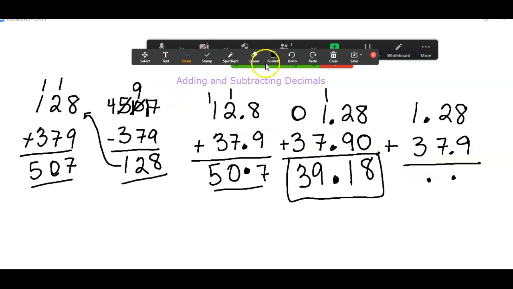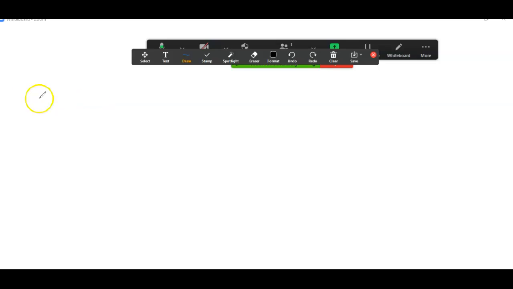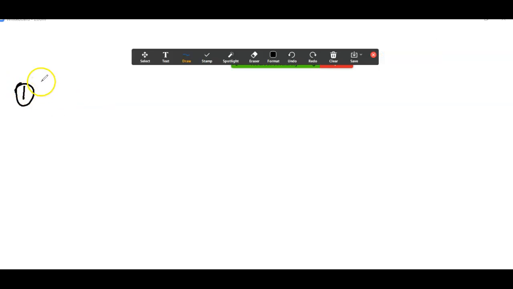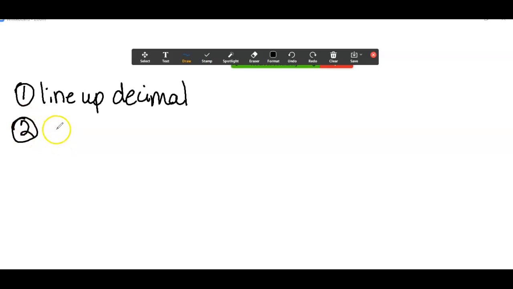So the really important thing is to remember, number one, line up your decimal. If you don't, then you're going to be adding or subtracting the wrong place values. And number two, add zeros if needed. And you're going to see how easy this is.